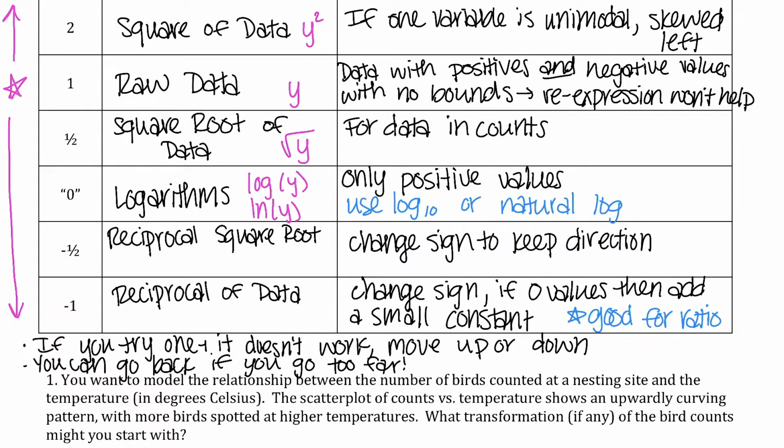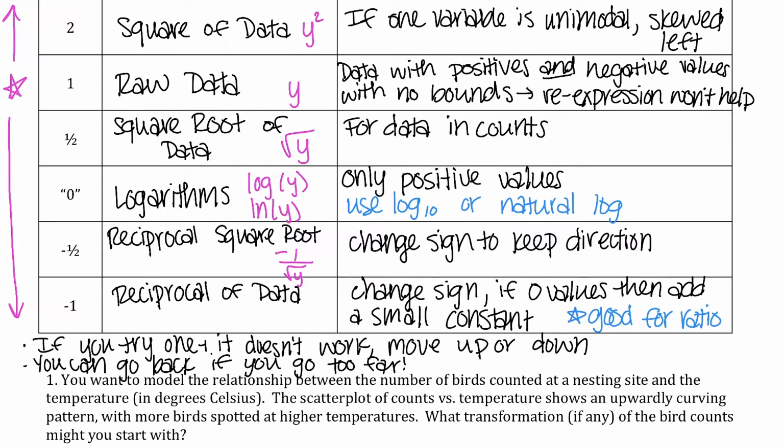Next down the ladder is the reciprocal square root, so that would be 1 over the square root of y. And if you're putting y in the denominator, if your direction was positive, then larger y values would actually make that reciprocal smaller. So what you have to do to fix that is change the sign. So that will keep the direction of your relationship so it's correct and the same as it was before. Because if you're talking about a scatter plot and you see a positive direction and then you re-express and now it's negative, that's just kind of confusing to interpret. Okay, so we want to keep the direction the same.